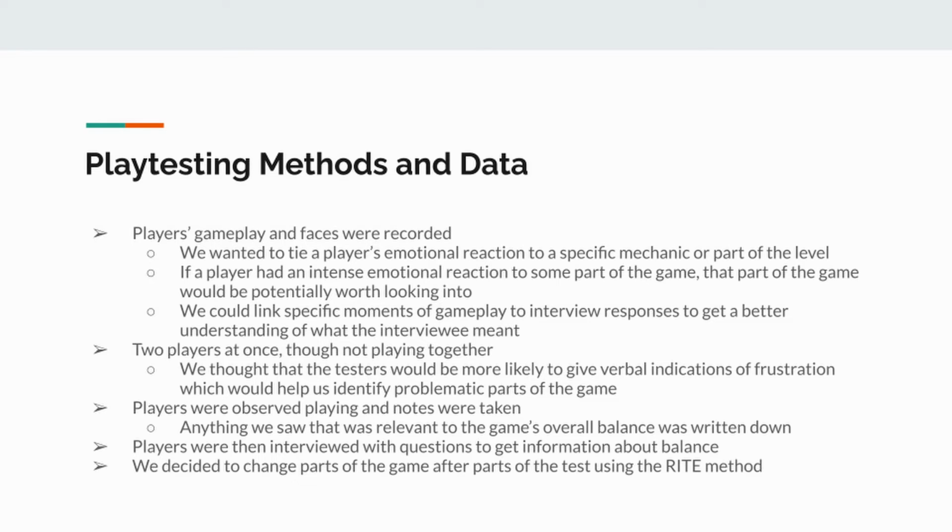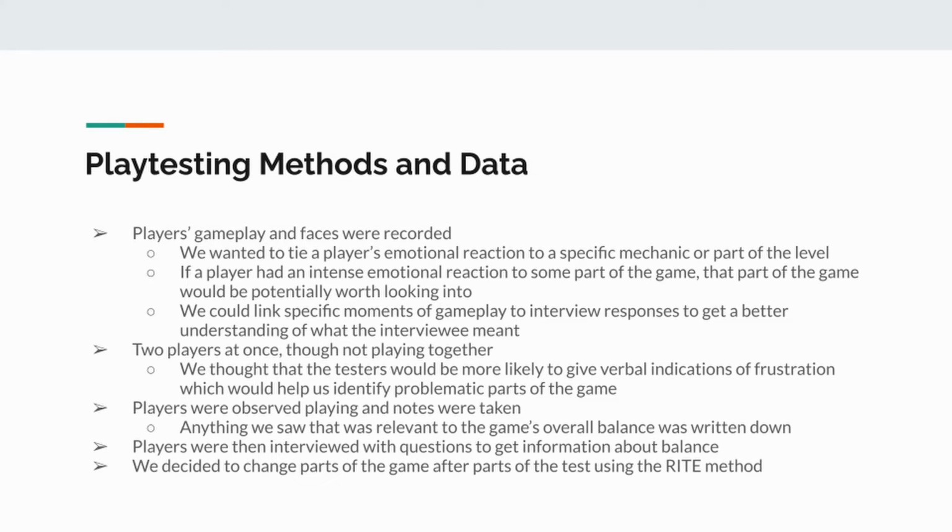We also took notes about anything we saw which was relevant to game balance during the playtest. For example, we marked down when players died or when they struggled with some part of the level. And we referenced that when modifying game balance as well.